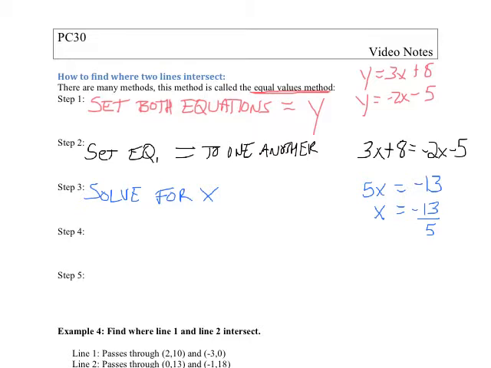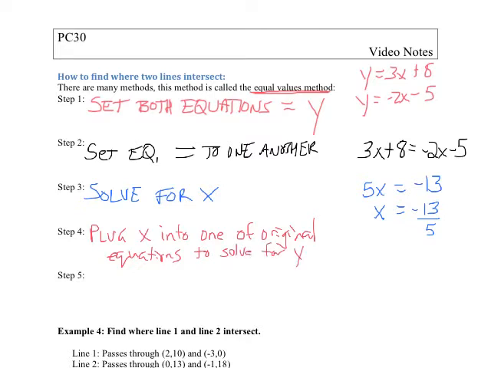Step 4 is we're going to plug x into one of the original equations. Doesn't matter which one, we could plug it into either. And we'll use that to solve for y. And if we did that with this problem, what we'd have is y is equal to 3 times negative 13/5 plus 8. Doing the math on that, we should arrive at y is equal to 1/5.